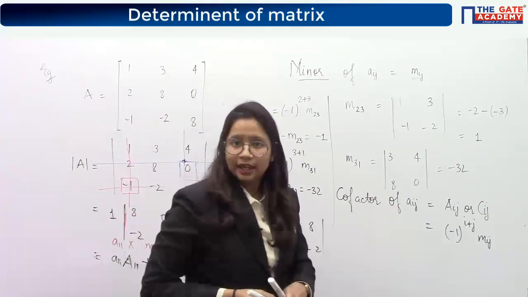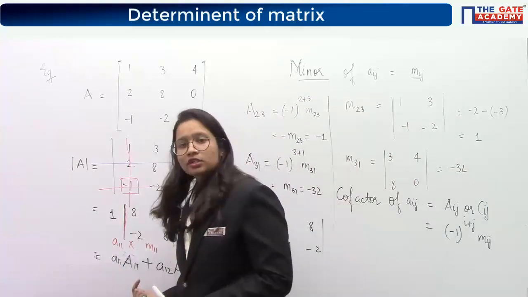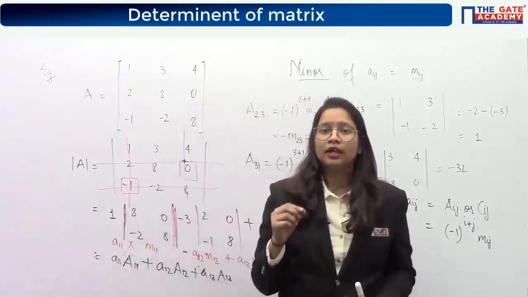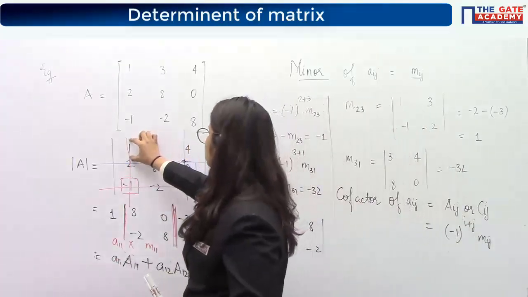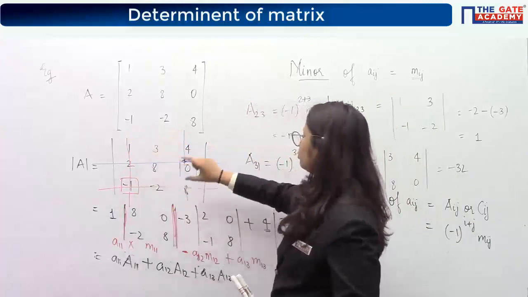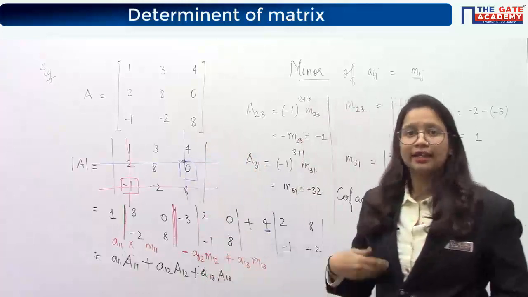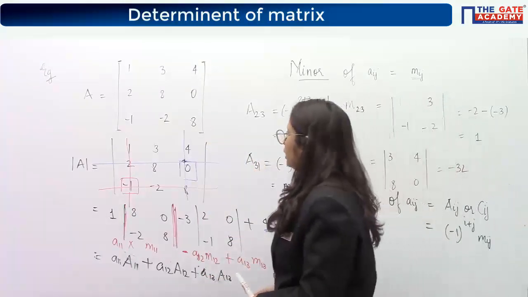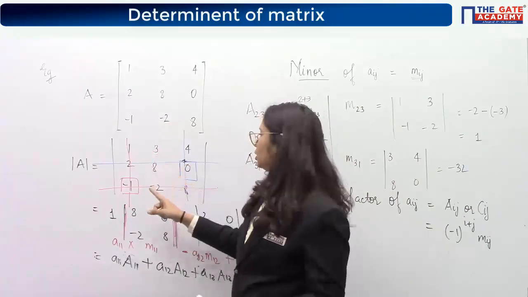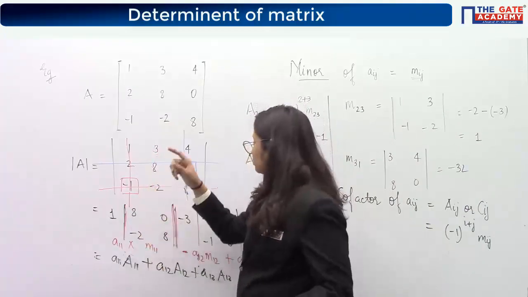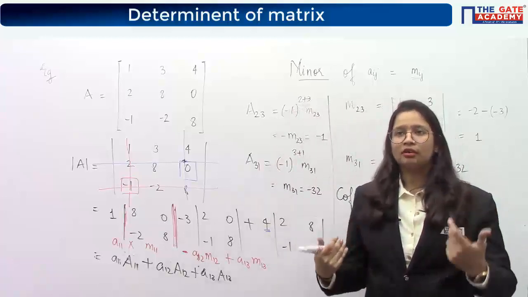So the determinant can be calculated by just multiplying the elements with their corresponding cofactor along any particular row or column. Now here I have chosen the first row. I multiply this element with its cofactor plus this element with its cofactor plus this element with its cofactor, but instead of these you can choose any particular row or any particular column. Like you can use the C2 column also. You can write it as 3 into its cofactor plus 8 into its cofactor plus -2 into its cofactor. It will give you the same numerical determinant value.